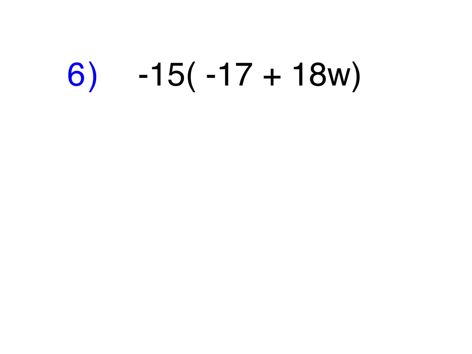In this equation, we have a distributive property again. Negative 15 distributes to both terms inside the parentheses. Negative 15 times negative 17 is positive 255. And negative 15 times 18W is negative 270W.